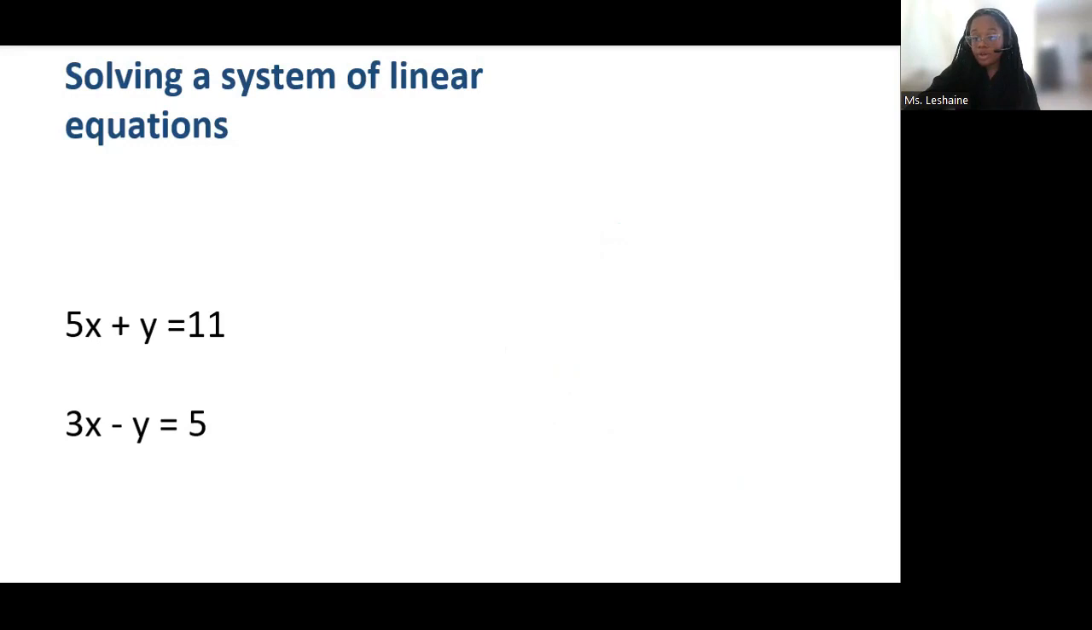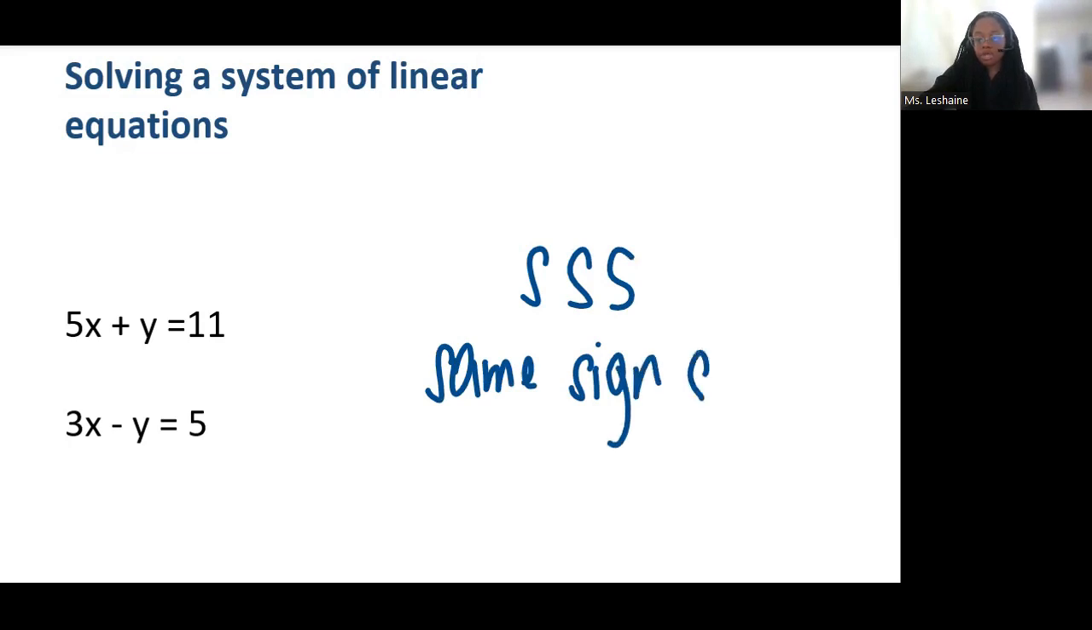Now, the rule that I want you to keep in mind is S, S, S. And what this means is same sign, subtract. And of course, if for the same sign, we're going to subtract. If the signs are different, we are going to do addition. Now, how do we use this?